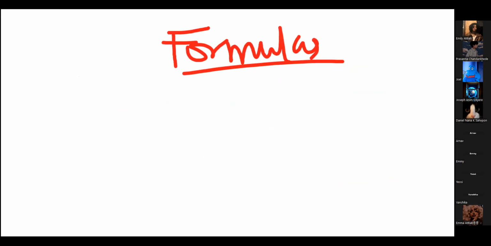Now let's move on to formulas. For your information, you will not be given any data sheets. Even if they give you data sheets, you will bomb. In chemistry, the only thing they will give you is the periodic table. That's the only thing you'll be given.